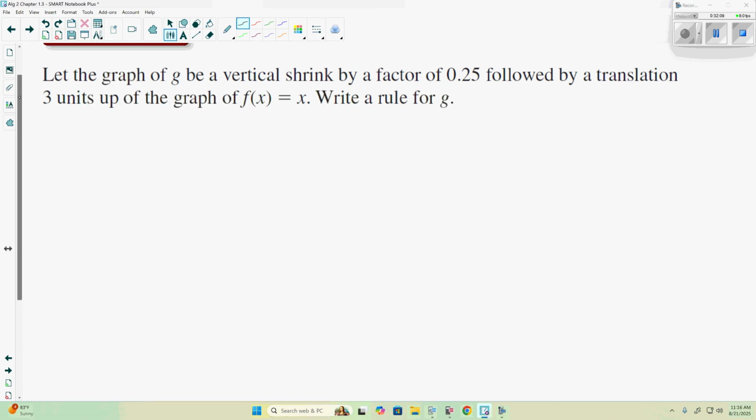So we're starting off with f of x. I'm going to call this first one h of x. Doesn't really matter. We're just giving it a name for this first part because the first thing it told us is we want a vertical shrink by a factor of 0.25. Vertical stretch or shrink is our a times f of x.